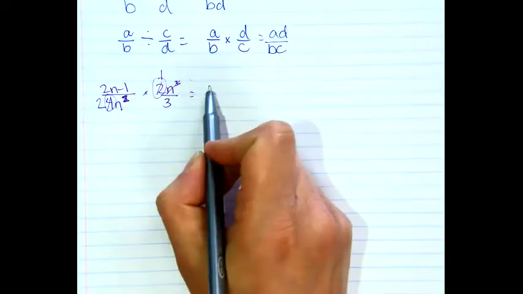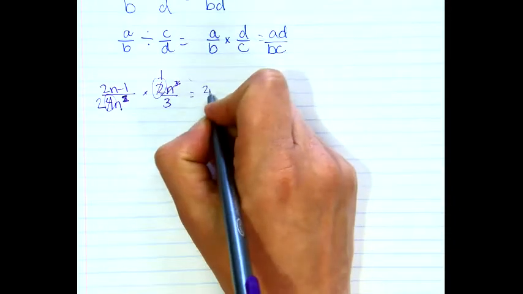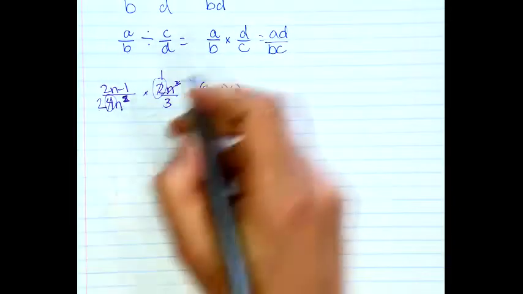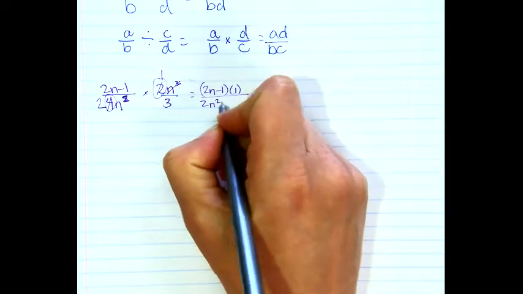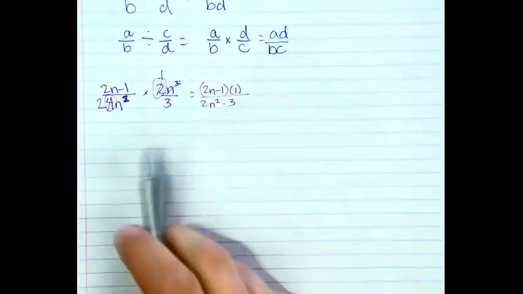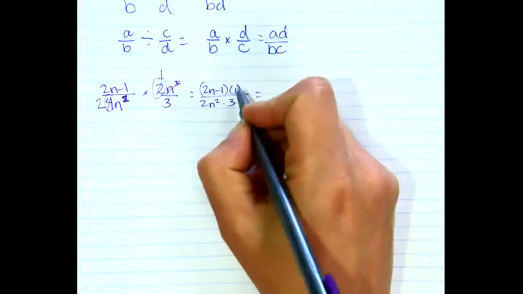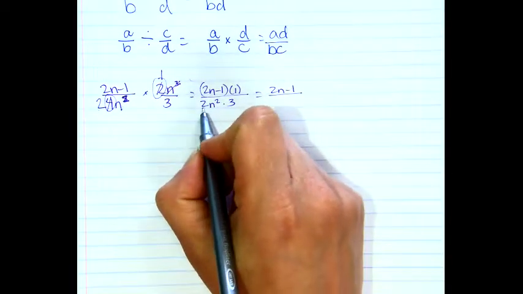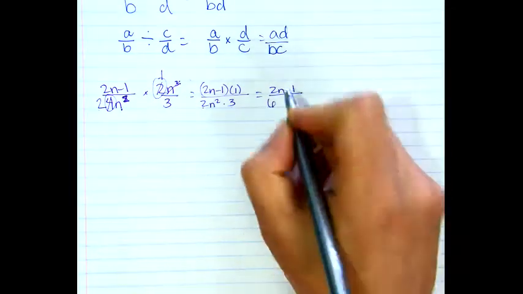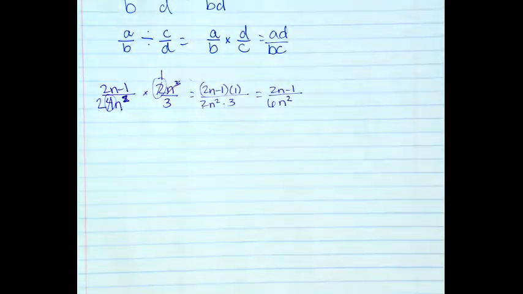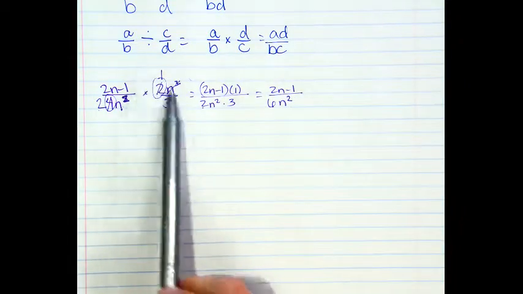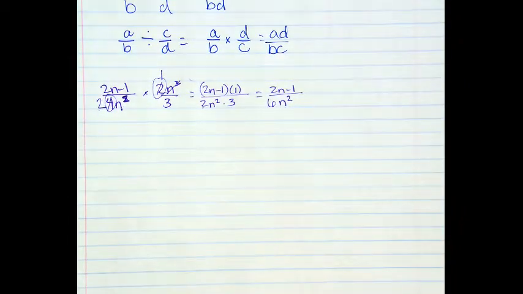So if I go straight across the numerator, I'm left with 2n minus 1 times 1, and my denominator is 2n squared times 3. And then from here, obviously when I multiply by 1, nothing's going to change in the numerator. In the denominator, I have 2 and 3. That makes 6n squared. And I know that this really can't be simplified any further because I did this first step of dividing out all of my common factors.